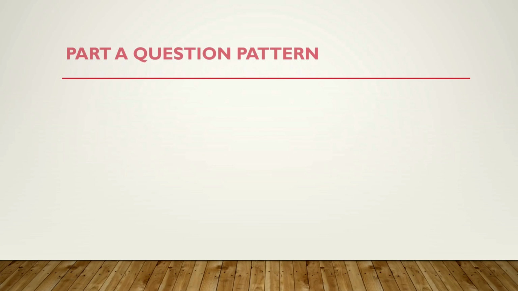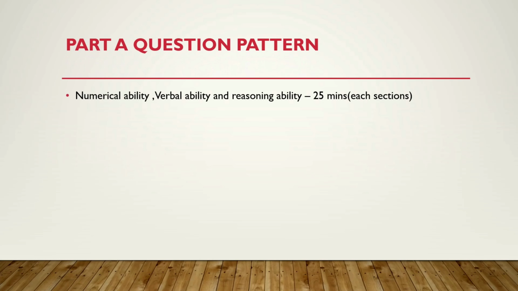Here is your part A question pattern. As I said before, you will have three sections, which are numerical ability, verbal ability and reasoning ability. TCS doesn't reveal the number of questions they would ask. Instead, they said you will have 25 minutes in each section. You need to solve the number of questions they have given.